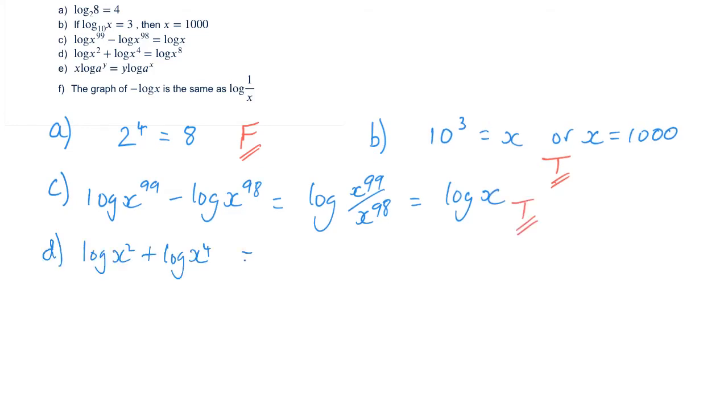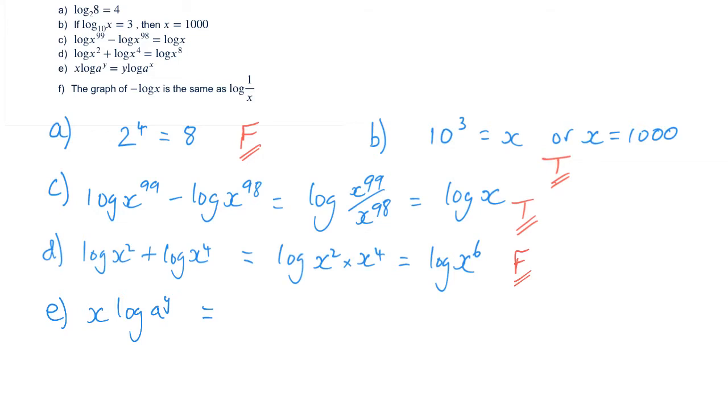In part D, we can simplify the left-hand side of the expression using the addition law for logarithms to get the log of x squared multiplied by x to the 4, which is in fact the log of x to the power 6, which is false. In part E, if we take the left-hand side, we can simplify this using the index law for logarithms and get the log of a to the y raised to the power of x, which is the same as the log of a to the power of x multiplied by y, or yx.